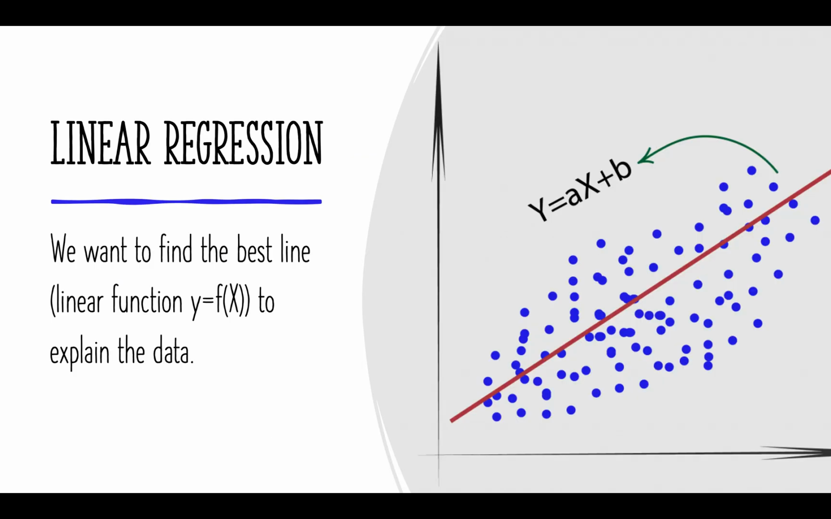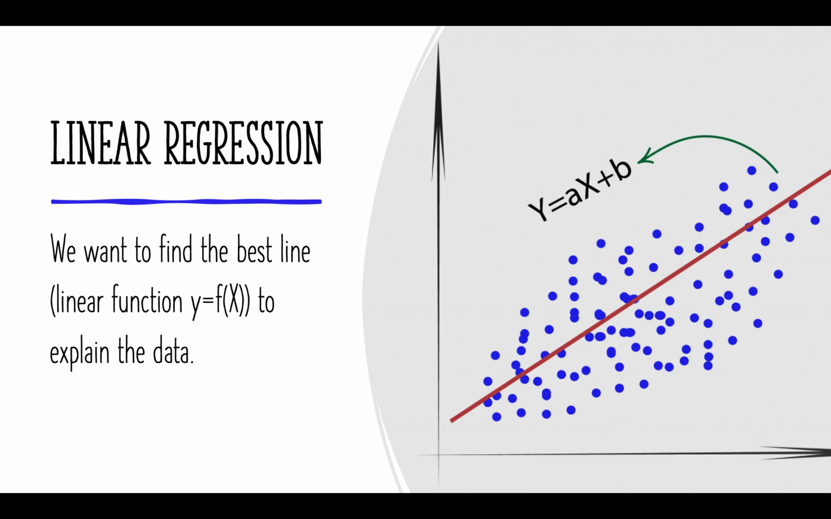Probably the most common method, or let's say one of the most basic ones, is linear regression. This is where we want to find the best line, a linear function y equals f of x, to explain the data. As you can see in this figure, we have several dots, and we are drawing the line that could to some extent explain the relationship between x and y. In this picture, at least, the assumption is that y equals a x plus b.